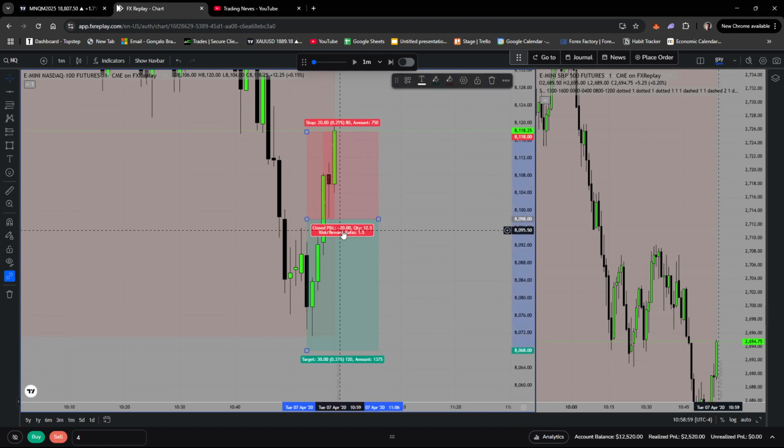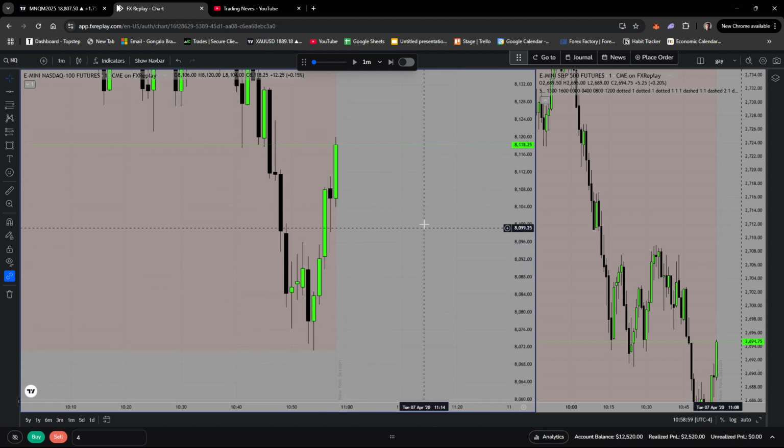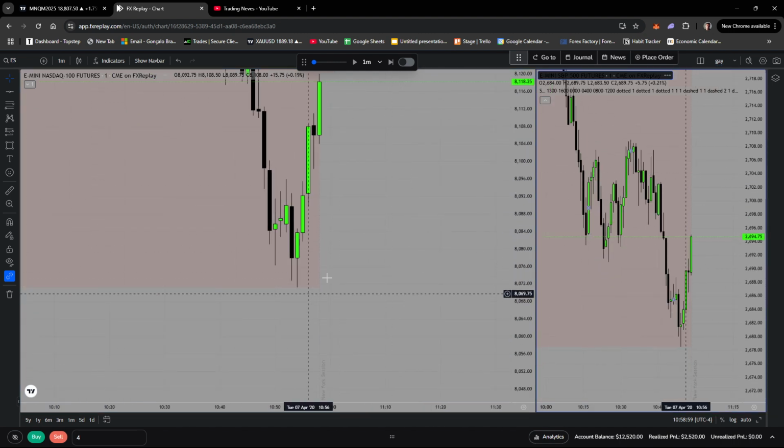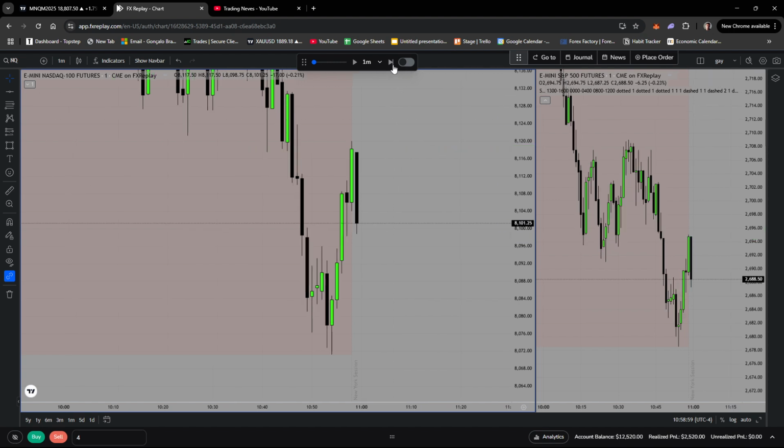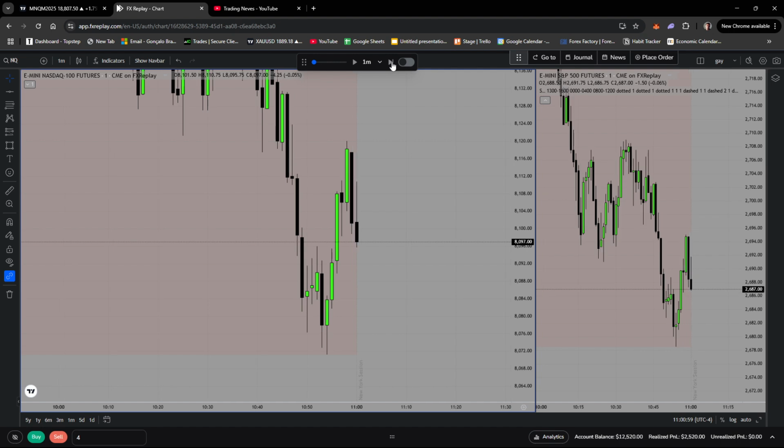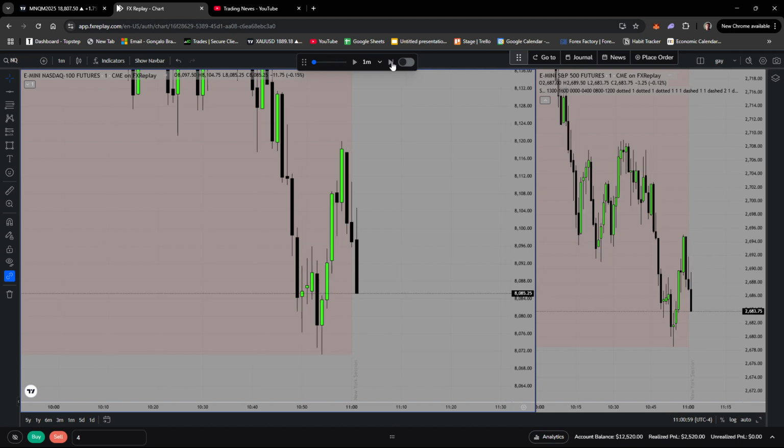Strong displacement higher now. Not convinced just yet. So we're pulling back to the gap. Strongly pulling back.